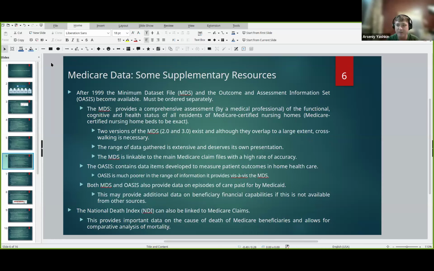And you may be interested in finding out, well, how's that shift going over time? And the NLTCS is one of the few data sets that gives you a lot of over time, all the way from pre-1990. So the MDS is actually great. It provides a comprehensive assessment by a medical professional, so it's not exactly self-reported like the survey would be, of the functional, cognitive, and health status of all residents of, well, actually of CMS certified nursing homes.